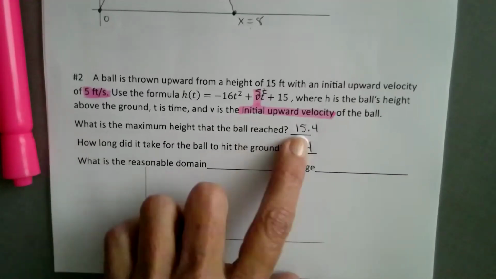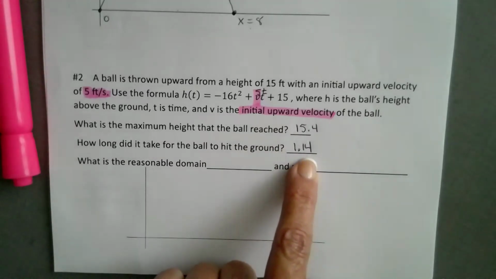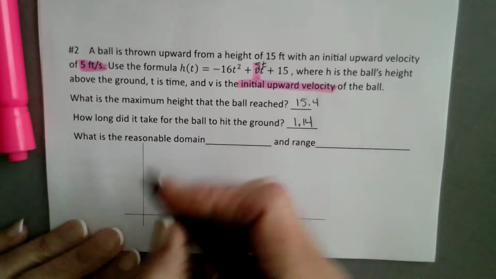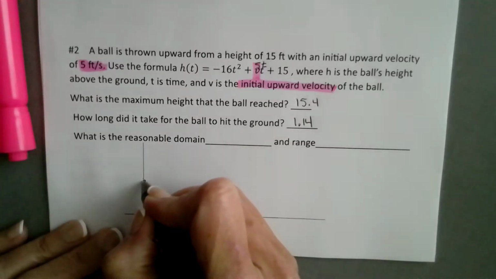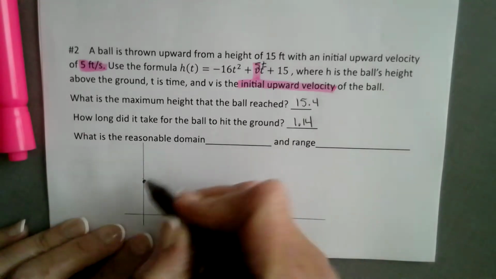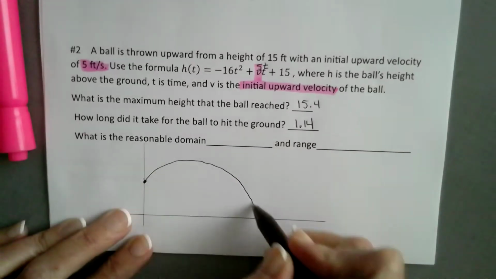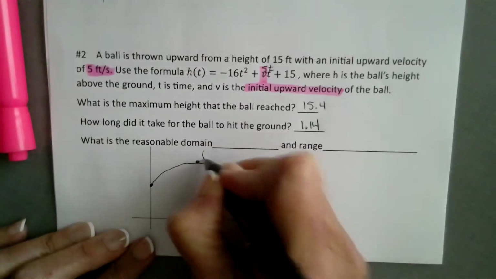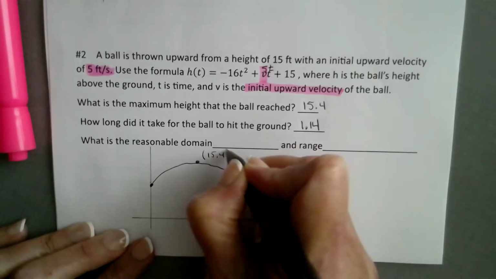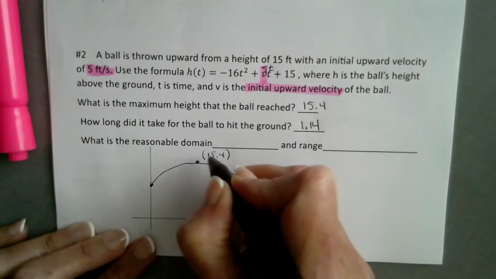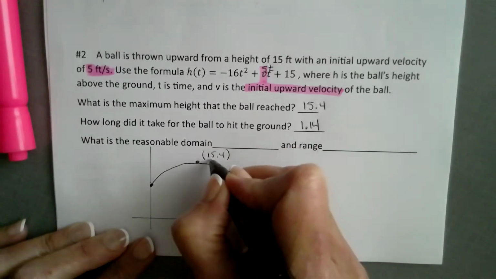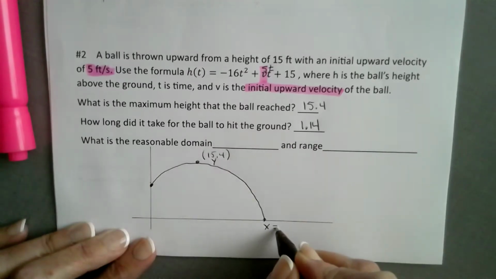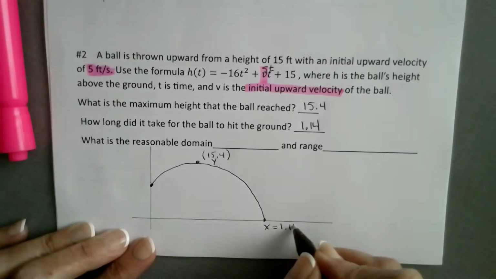All right, so notice there's my maximum height. There's the time for it to hit the ground. Let's go ahead and draw a picture. And if you noticed, this one actually had an initial height of 15 feet when the ball was thrown in the air. So it kind of looks like that. And let's just, maximum height here was 15.4. I'm sorry, I shouldn't have put a parenthesis. This is your Y value. And then for time to hit the ground, that's my X value here, which is 1.14.